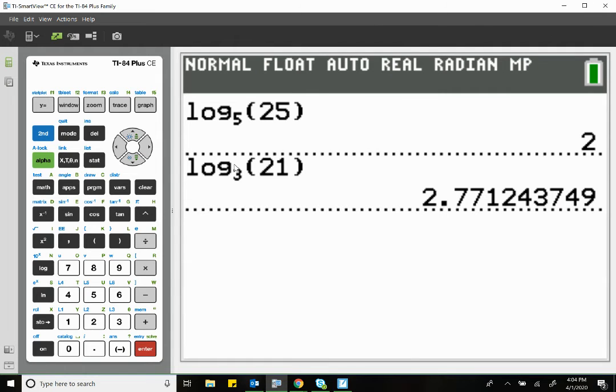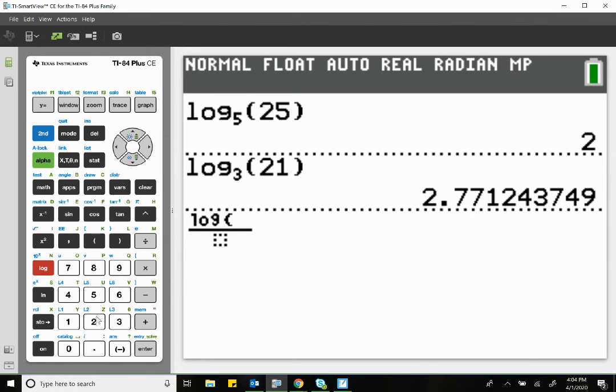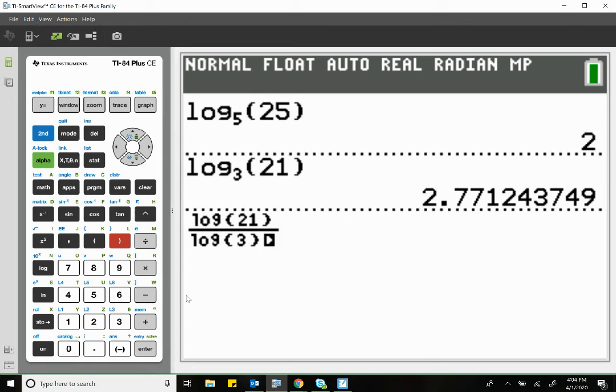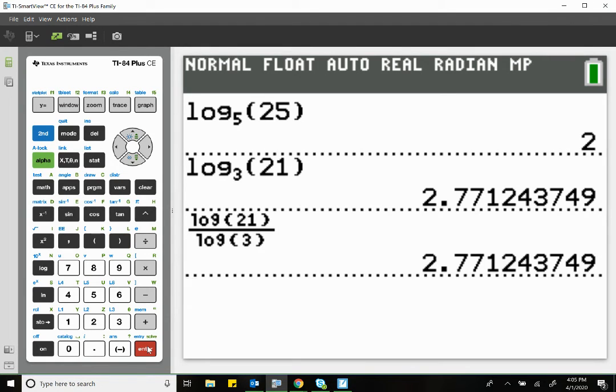Again, this is what I said. Whenever your calculator runs these, they're doing a change of base in the background. So if I hit alpha y equals, here is my log base 10, log 21, close it, put it all over log of 3. And again, this is our log base 10. This is the change of base formula I wrote a second ago. See? Same answer.